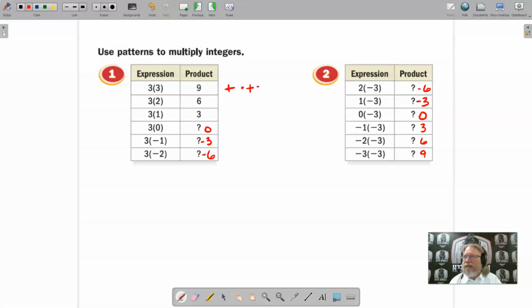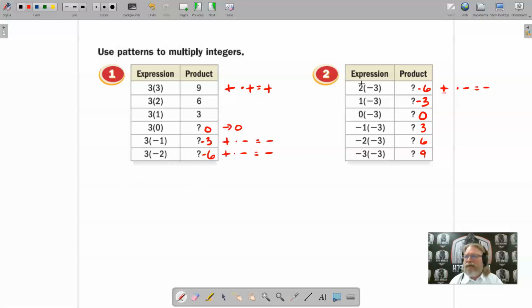Positive times a positive equals a positive. We see that here, here, and here. Anything times 0 is going to equal 0. Here, if we have a positive times a negative, then it's going to equal, apparently, a negative. And here we also have positive times negative equals a negative. Over at this other table, we have a positive times a negative equals a negative. So that's the same as what we had over here.